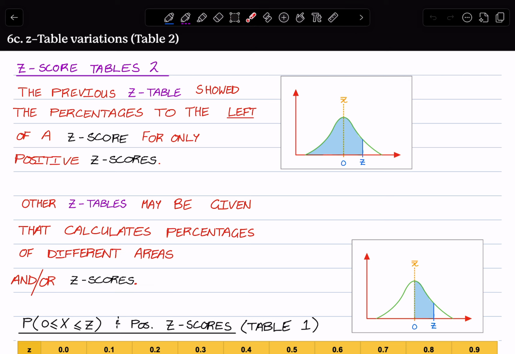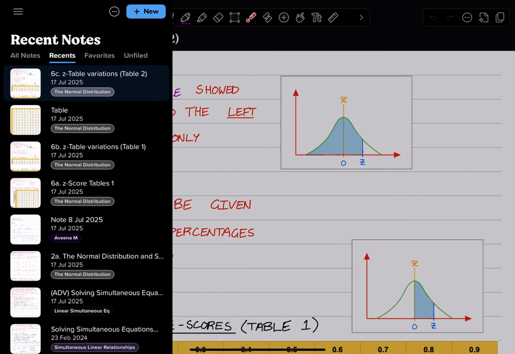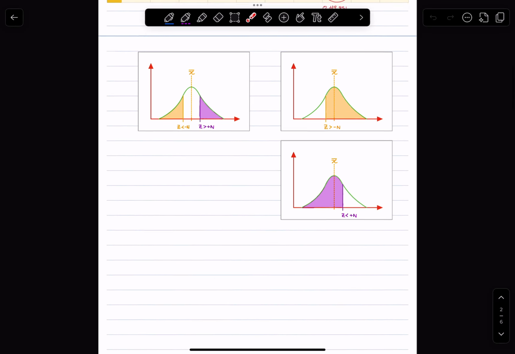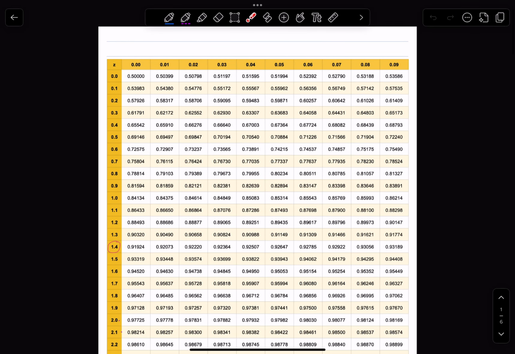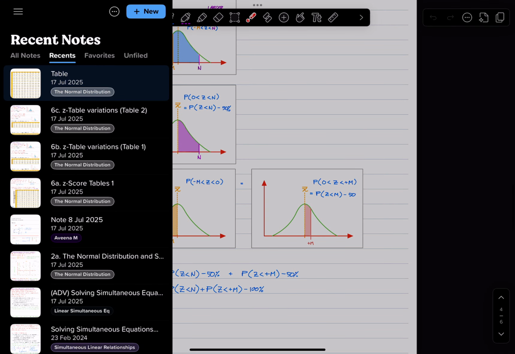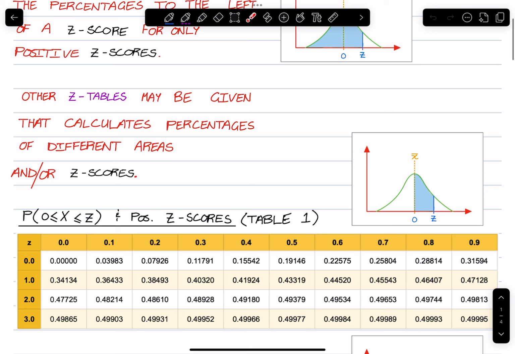In the previous Z-table video, it showed percentages to the left of a Z-score for only positive Z-scores. So we worked with this table before. Any number that you find here, so let's say 0.43, this percentage is everything to the left of 0.43. But now we're going to be working with variations of these tables. Other tables may be given, and we have to be able to work with these different variations.